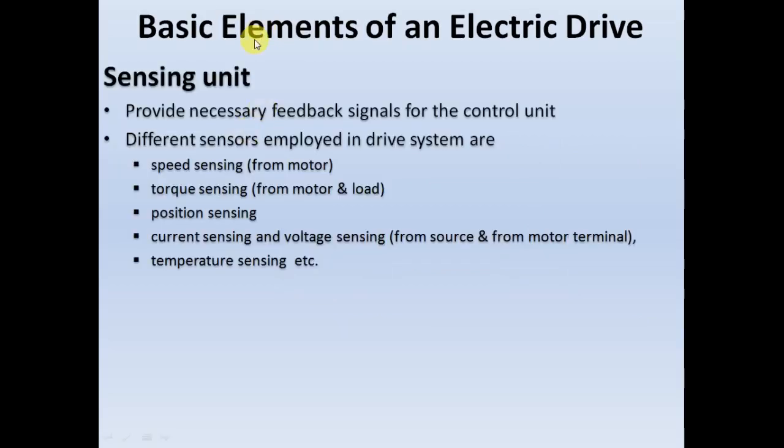The next major unit in the block diagram of an electric drive is the sensing unit. These are the various sensors which are used to sense the speed, torque, current, voltage, position, temperature, etc. With this we have completed all the elements in the block diagram of an electric drive. As I mentioned before, this block diagram of an electric drive and the explanation of each element is very important. They are repeatedly asked in previous year university question papers.